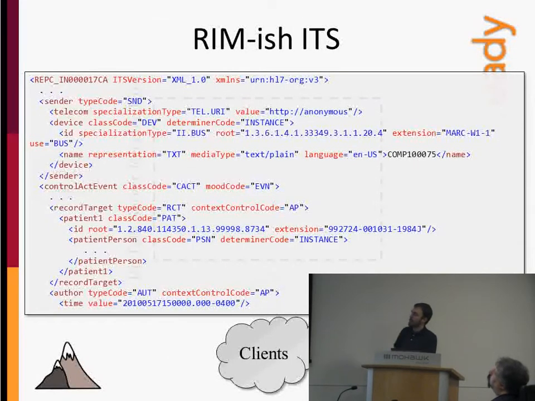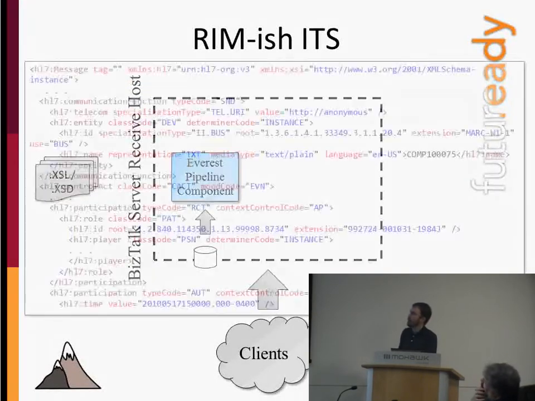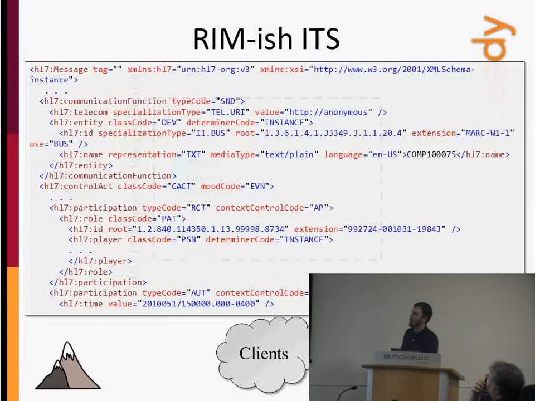So here's an example of a message that we might receive from a client, and I forget what 17CA is. I think that's an allergy. I can't quite remember. But you can see here, the V3 RIM does kind of show through where you have a patient, which is an entity, playing a role in participating in an act. And what our pipeline component does is it takes that and converts it into kind of like a RIM-ish ITS. We can't call it a RIM ITS because it's not actually a standard.